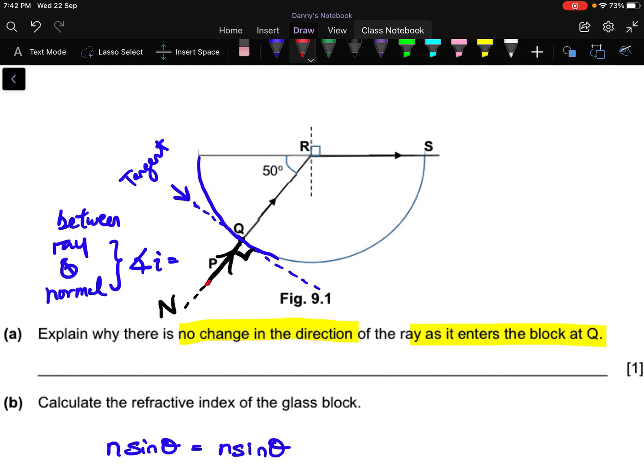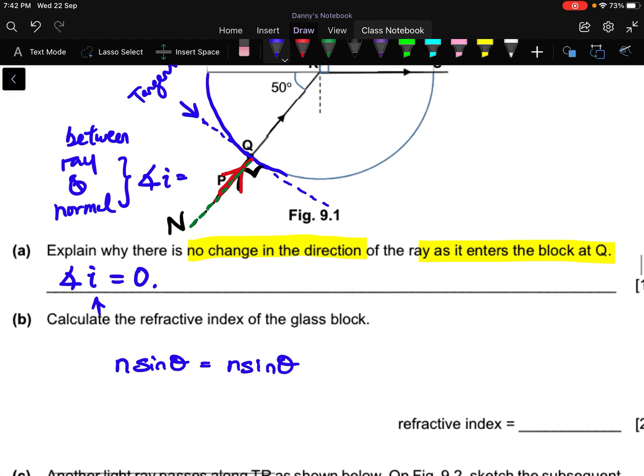So here you can see this is the ray, right? The red color one. This is the ray. Where's the normal? The normal is this green one. So what is the angle between them? 0 lor. So you need to tell me that the angle of incident is equals to 0. Now can you write this way? No, you cannot. You must spell out the entire thing. And 0 degree. Don't forget the unit.